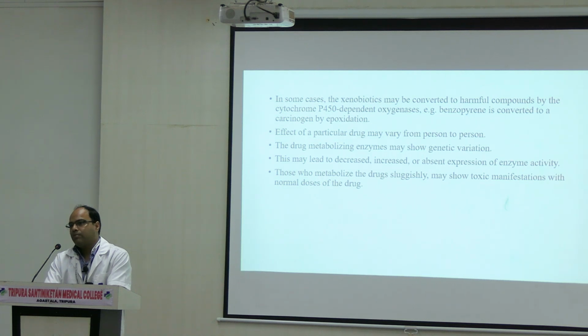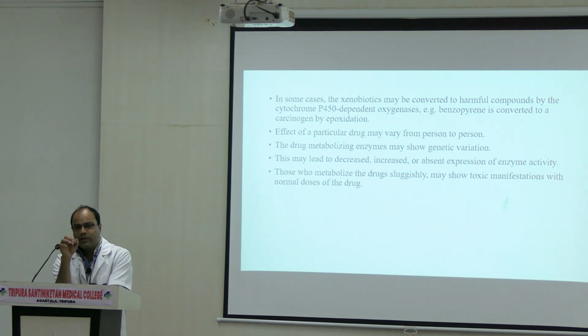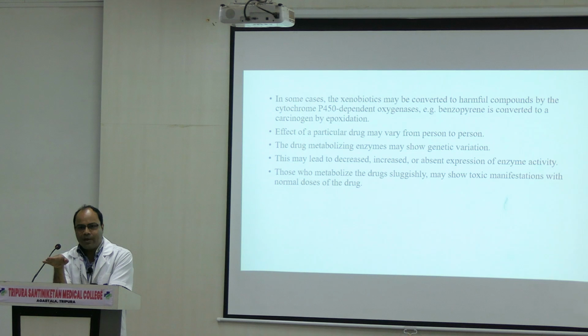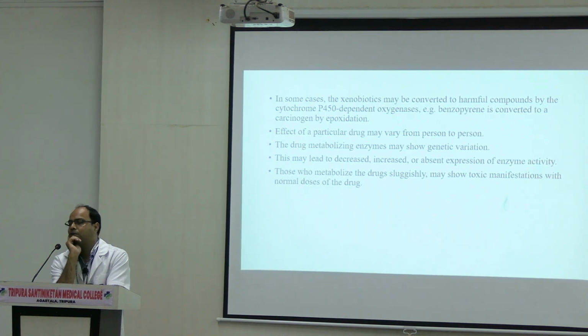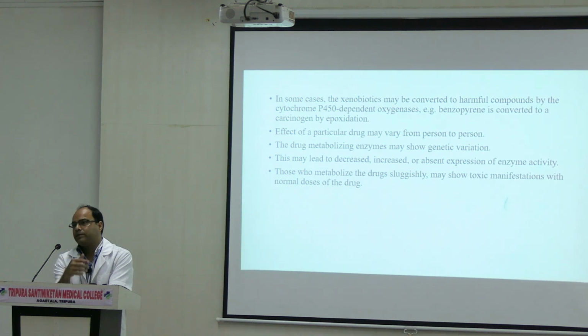The metabolism capacity of a particular person varies from one person to another. Say, for example, 5 people taking the same dose of drug, all 5 may have different types of effect because of the metabolism capacity. Understand?